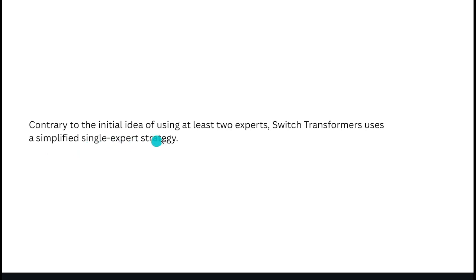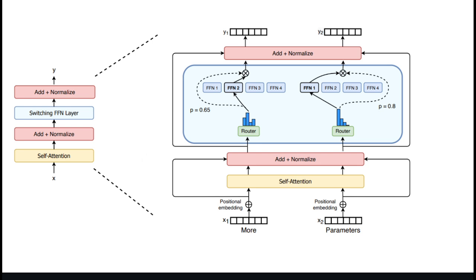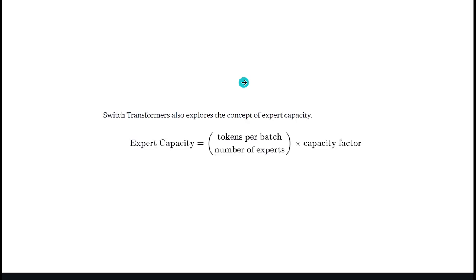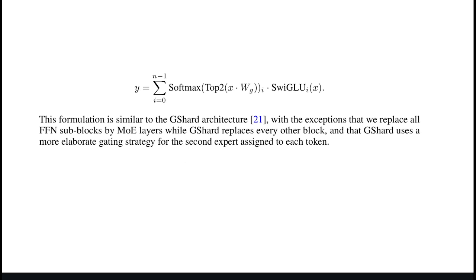Contrary to the initial idea of using at least 2 experts, the Switch Transformer uses a simplified single expert strategy. Every time it chooses only one expert, not 2, just 1, and it still works pretty okay. It also explores the concept of expert capacity, whose purpose is load balancing. It has a kind of credit or capacity balance for each expert. If an expert is not used too often, it increases the chance for that expert to be used. So it's called expert capacity here. That is the formula.